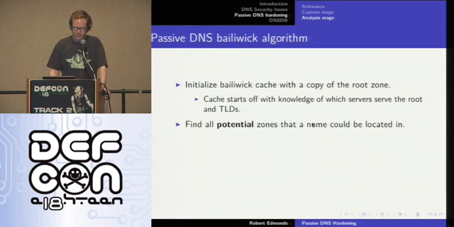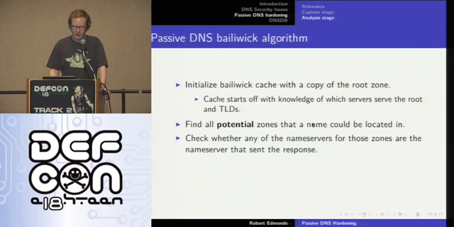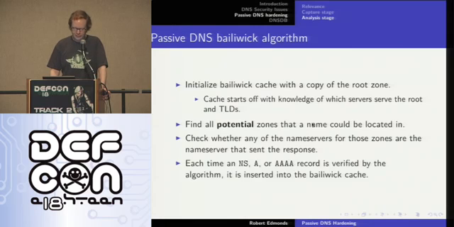Then, when we want to verify a given name against a given name server address, we find all the possible zones that the name could be located in, and whether the name server address in the response packet matches any of the addresses that are name servers for these possible zones. And finally, each time the algorithm successfully verifies an NS, A, or quad A record, that record is then inserted into the bailiwick cache.